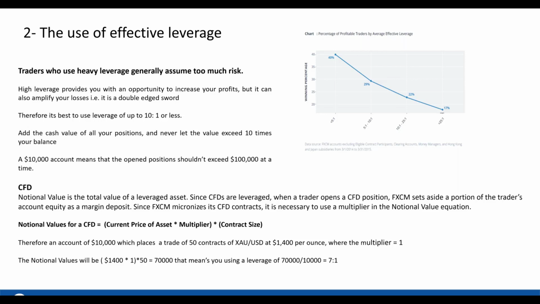So, assume an account of $10,000 which places a trade of 50 contracts of gold at $1,400 per contract, where the multiplier is 1. The notional value will be 1,400 times 1 times 50, which equals 70,000. That means you're using a leverage of 70,000 divided by 10,000, which equals 7 to 1.